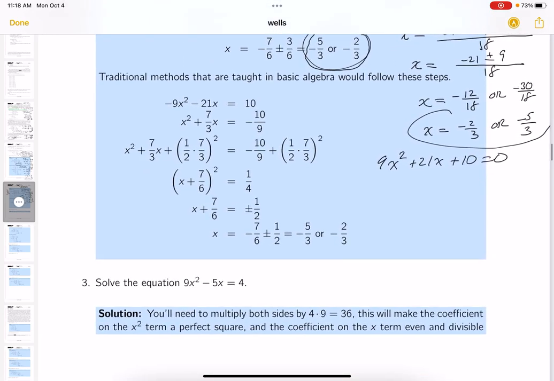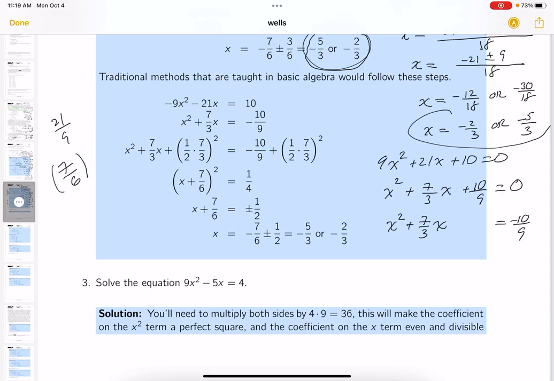I like to have the coefficient on the square term to be 1. So I'm going to divide both sides by 9. 21 divided by 9 would be 7 thirds x, and then I get 10 ninths. And 0 divided by 9 is 0. I've got to isolate the constant. To complete the square, I'm taking half of the 7 thirds and squaring it. Now it'll be 49 over 36.